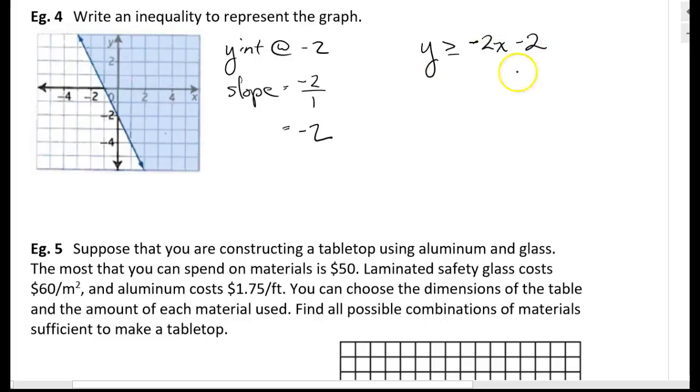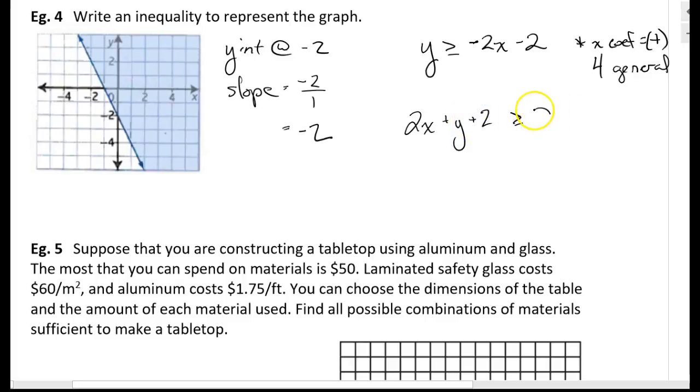If I wanted to put this in general form, because I always want my x coefficient to be positive, that means that this is for general. That means that I'm going to rearrange it so that I've got 2x plus y plus 2 is greater than or equal to 0. So in this case, I moved everything on the right-hand side over to the left so that I could change the sign of my x term.